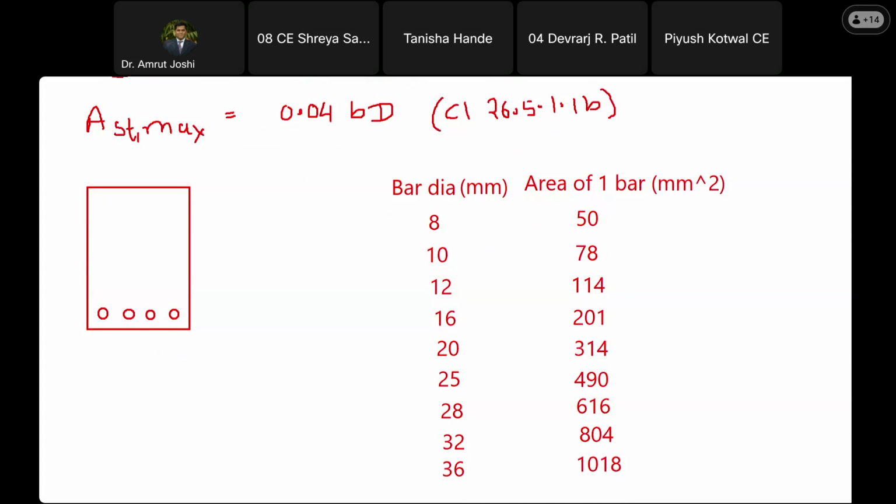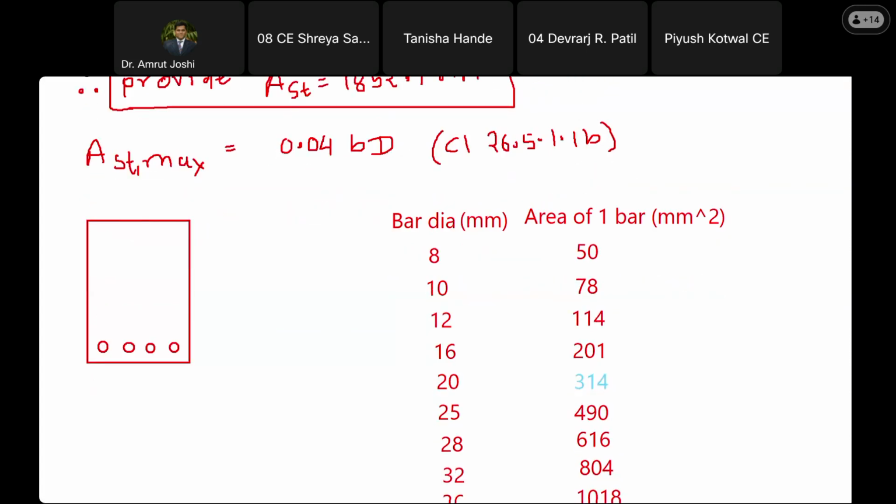So what will I do? I may go ahead with 2 bars of 28 mm diameter and 1 bar of 20 mm. That should be sufficient. So let me check. 2 into 616 plus 314. It turns out to be 1546. So it is less. So 2 bars of 28 and 1 bar of 25. Are you with me? Yes, sir. So 616 into 2. Kitna hua? 1232. Are? Ye kya ho raha hai?